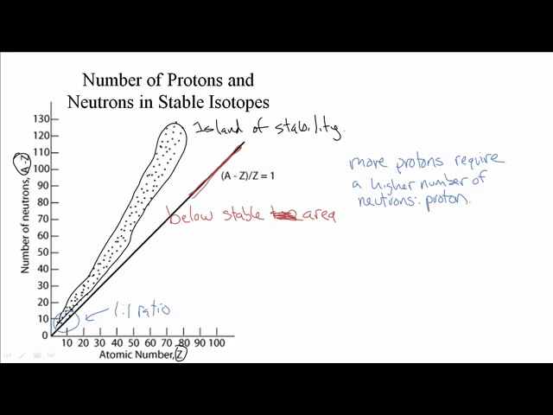why might atoms in this area here be unstable? Talk about it at your desk for a minute. Why might these atoms, all this area underneath, be unstable?